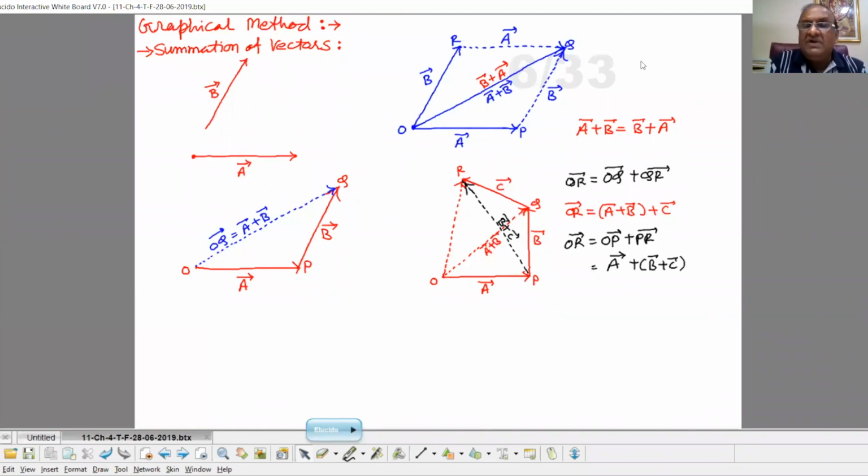Summation, subtraction, or multiplication of vectors, that is nothing but the special type of combinations of vector physical quantities. Or we can say, when more than one vector physical quantity is effective, then what will be the result? That is nothing but the special type of combinations of vector physical quantities. And these special types of combinations are represented as summation of vectors, subtraction of vectors, and multiplication of vectors.